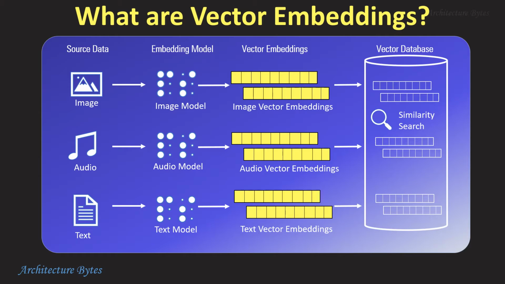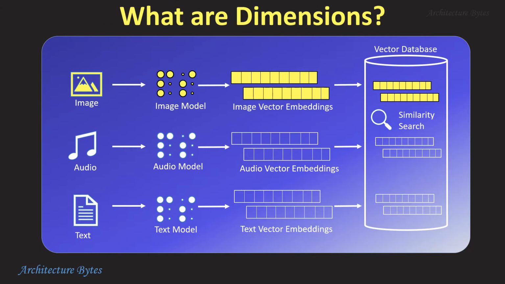But why do we do this conversion of data to vectors? That's because machines can work with numbers easily. And what do these numbers in vectors represent? They represent various dimensions of the source data. As an example, in images, dimensionality refers to the multitude of features, color, texture, shape, etc. So each dimension corresponds to a specific feature.